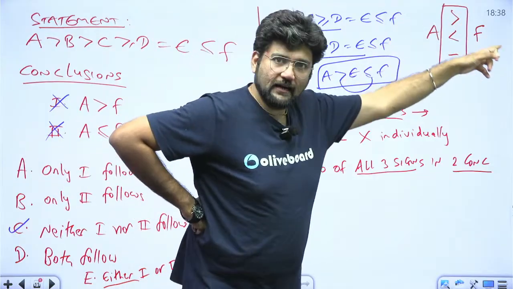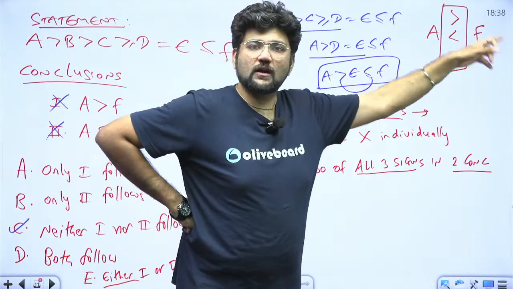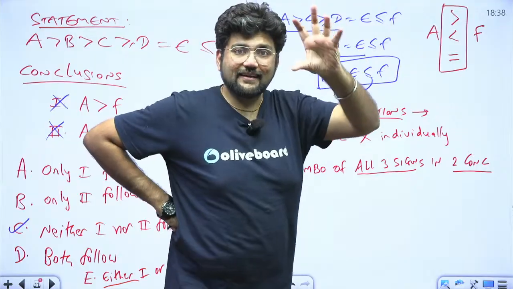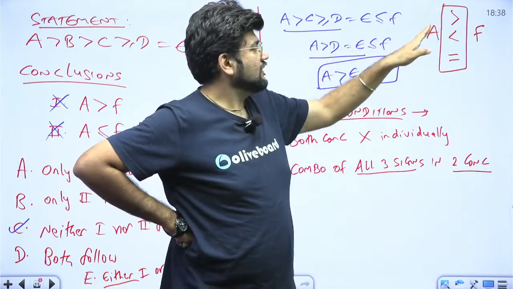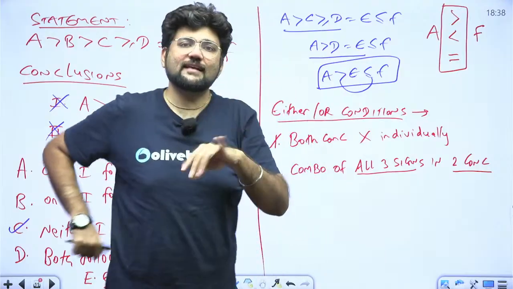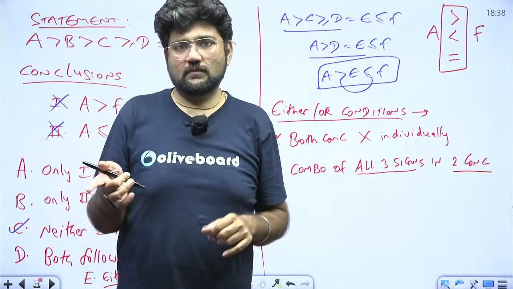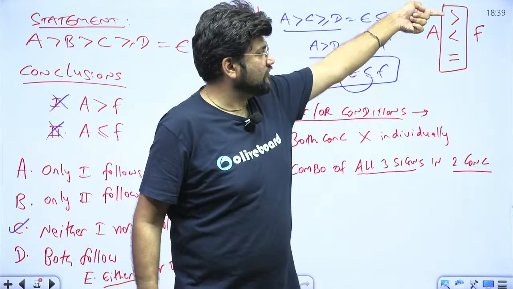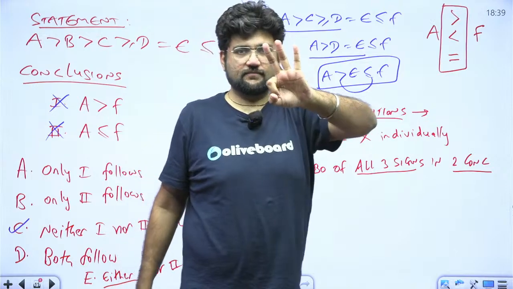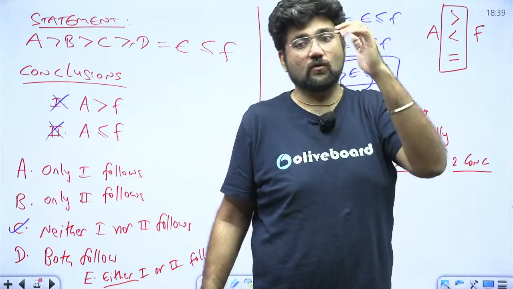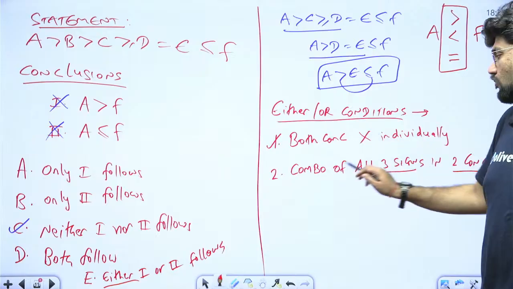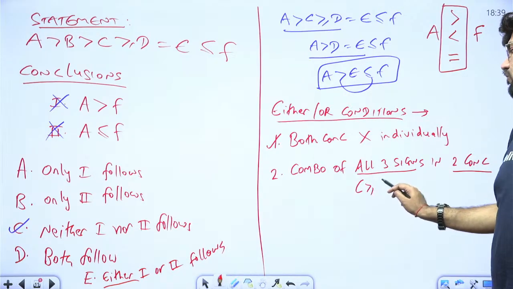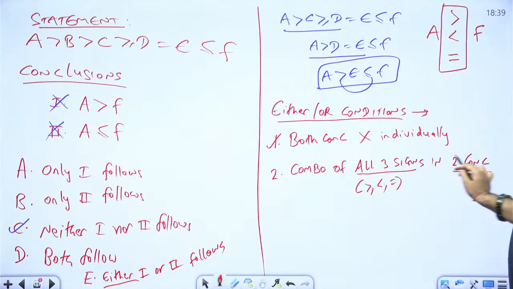Either it is going to be greater, or it is going to be smaller, or it is going to be equal. Greater than equal to also is a conclusion from here only. That means one is definitely not smaller. It is either greater or equal to. Are you getting it? So out of definite, we will have only three possibilities. Either greater or smaller or equal to. Correct? Now that combo of these three signs, greater, smaller or equal to, should be present in two conclusions.